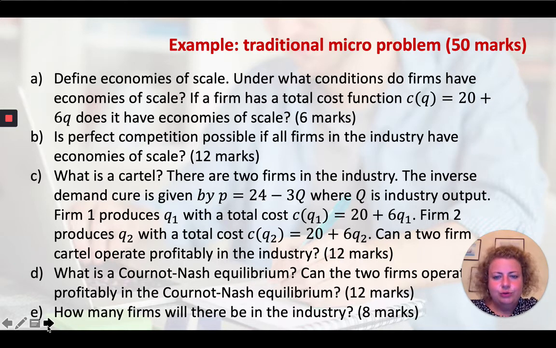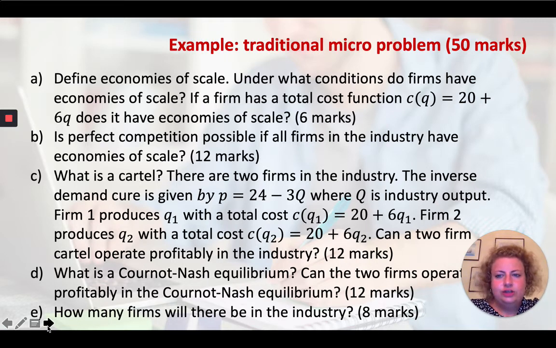And I'm going to talk you through why this traditional micro problem is not appropriate for an online 24-hour exam, and how I hope that the question I did design was sort of better at distinguishing between different types of students. So let's go through this problem.